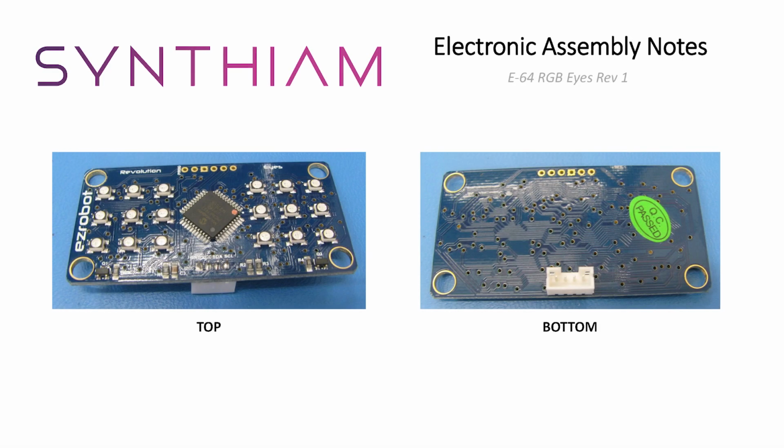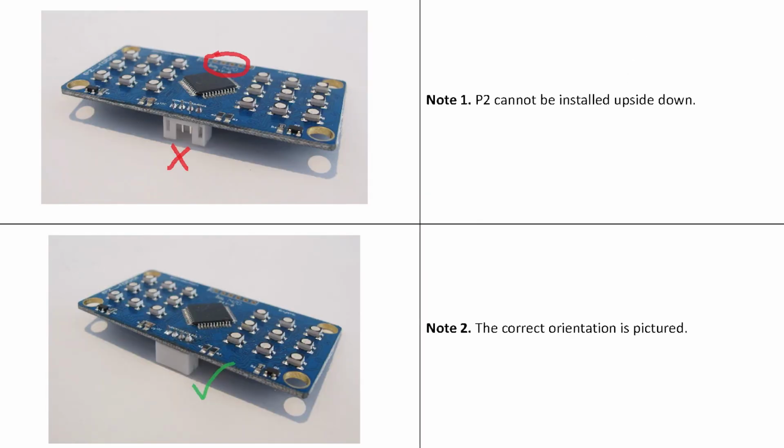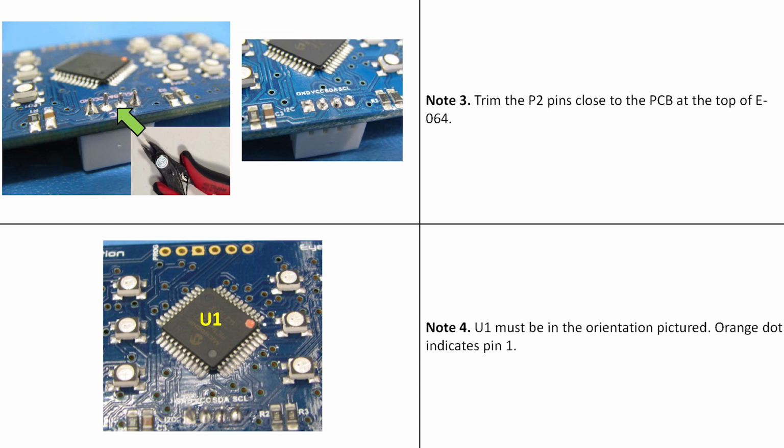And here are some assembly notes. There's nothing too major, just make sure the connector is soldered on the correct way, and you trim up some of the legs, and also make sure the pin 1 of the PIC chip is lined up with the indicator on the PCB.